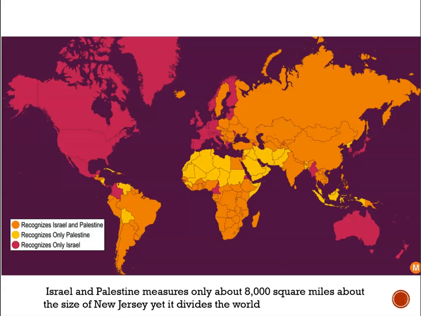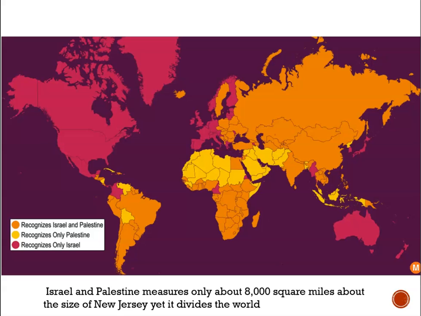Now, Israel and Palestine is only about 8,000 square miles. It's about the size of New Jersey. And it's located, it's hard to even see. It's in the center of this map. But even though it's a very small piece of property, it divides the world. People that recognize Israel, people that recognize Palestine. Some only recognize one, some only recognize the other, some will recognize both.